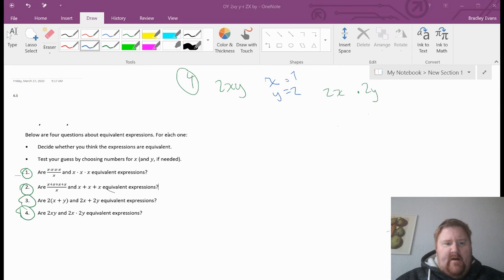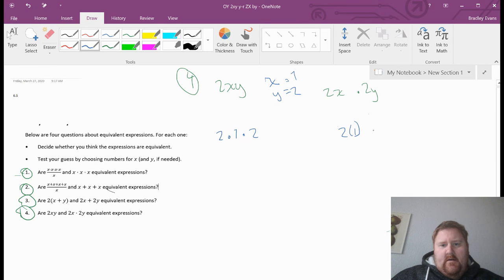Okay, so for our final one here, 2xy and 2x times 2y. I have chosen x equal to 1 and y equals 2. I'm choosing smaller values just because it's easier to work with. So let's try 2 times 1 times 2, and 2 times 1 times 2 times 2. 2 times 1 is 2, times 2 is 4. This one is 2 times 1 is 2, times 4, that's going to be equal to 8. I'm just going to check again. At the moment when x is 1 and y is 2, they're not equivalent.